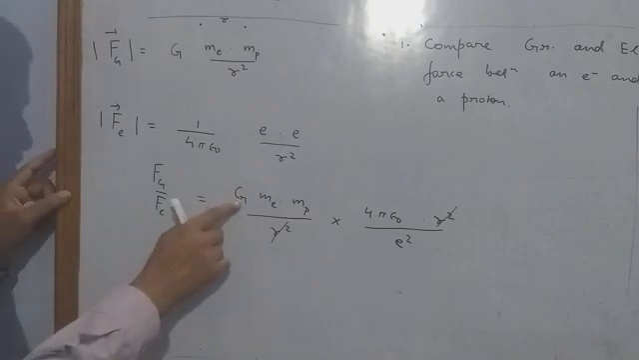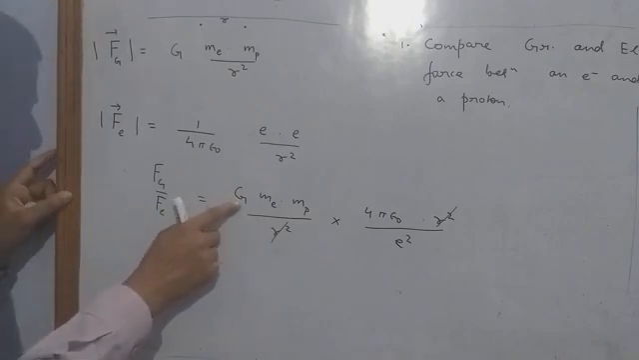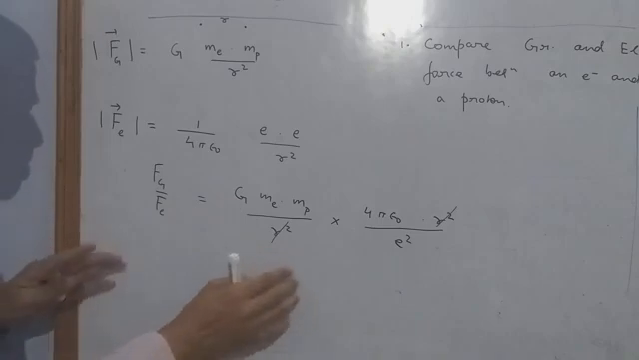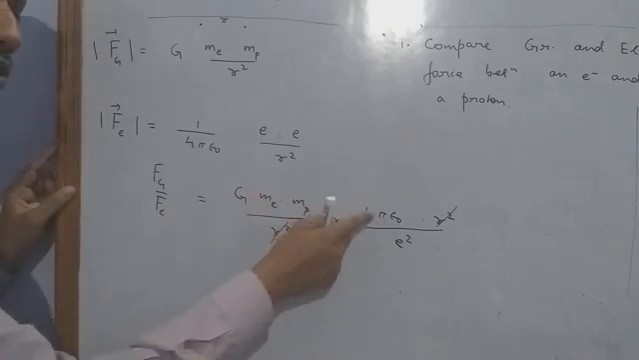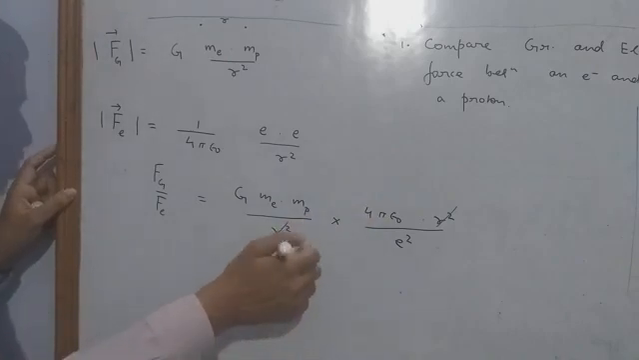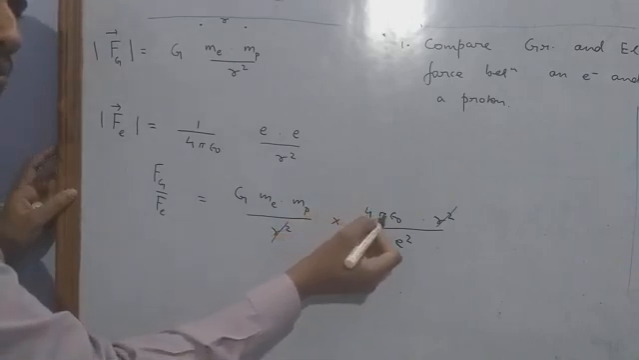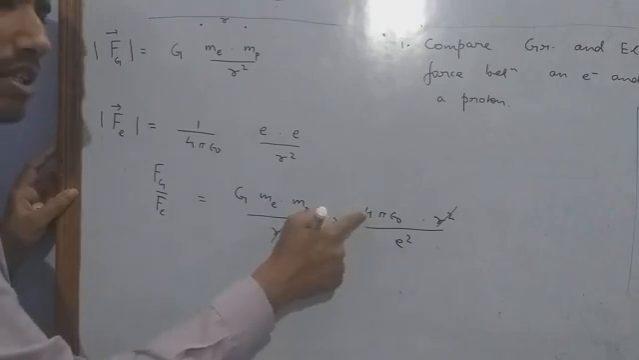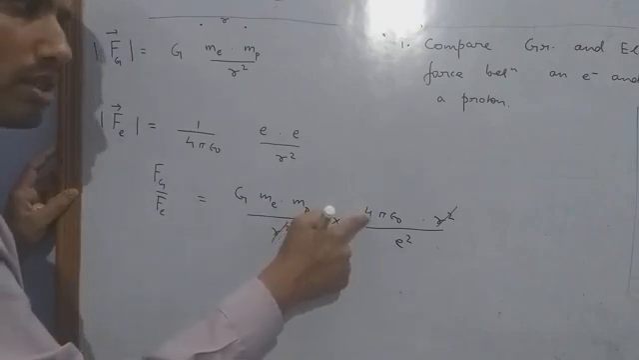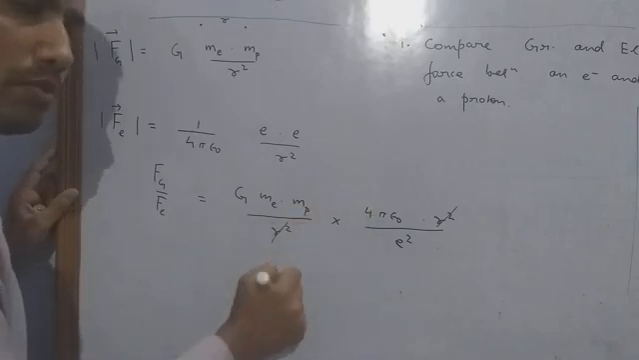Now the value of the gravitational constant is 6.67 times 10 to the power minus 11. I will leave that part, the calculation you can do yourself. 4 pi epsilon naught you don't know, but you know 1 by 4 pi epsilon naught. If you remember, I have told the value of 1 by 4 pi epsilon naught. You can review the last lesson. Its value is 9 times 10 to the power 9 newton meter square per coulomb square.